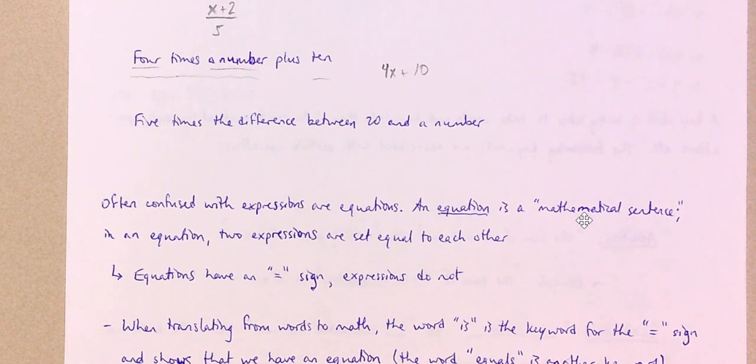Now, something that's often confused with an algebraic expression is an algebraic equation, or just an equation. And an equation is really just a mathematical sentence. And in an equation, two expressions are set equal to each other. And this is the key difference between expressions and equations. Equations contain equal signs, expressions do not.